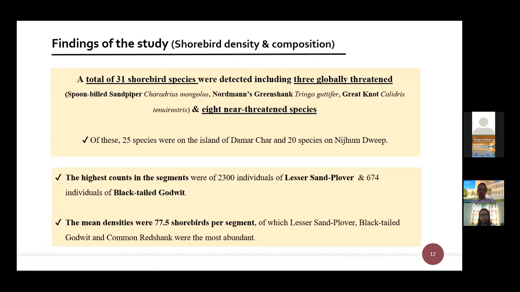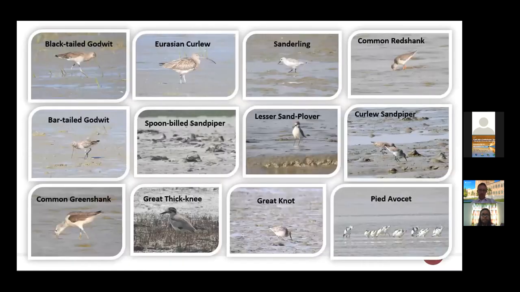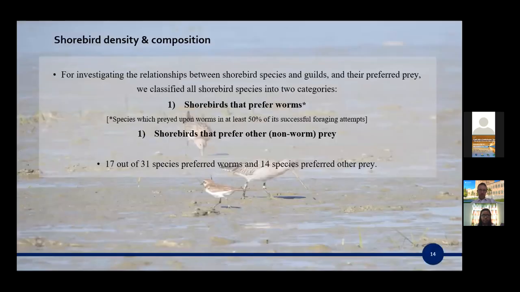The highest counts in this segment are for lesser sand plover and black-tailed godwit, and the most abundant species were lesser sand plover, black-tailed godwit, and common redshank. These are some of the species recorded from my study site. Coming to the shorebird density and composition, how was it?